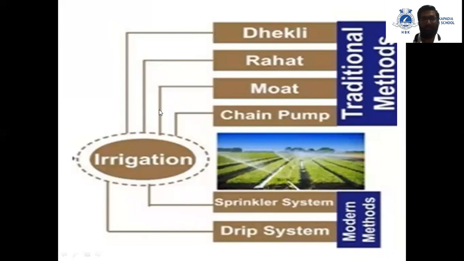Now, irrigation. Yes, there are two methods for irrigation. What do you mean by the word irrigation? Yes, it is watering to the plants. Traditional methods for irrigation are Dekli, Rahat, Moat, and chain pump. And the modern methods are sprinkler system and drip irrigation system.